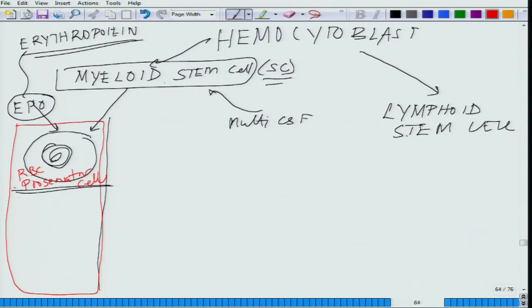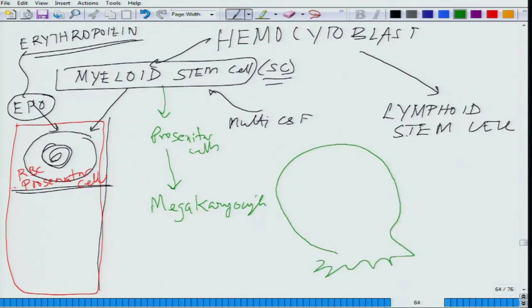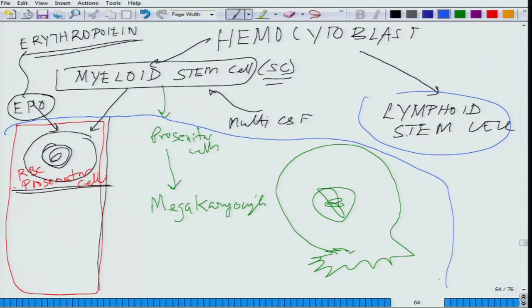And there is another series of progenitor cells from myeloid forming. I am putting them in green. These progenitor cells form something called megakaryocyte. And these megakaryocytes are huge, huge cells like this. Okay. So, before I come back to the right side, like all the lymphoid stem cells and all other things, I will just talk about these two elements first, otherwise it will become very complex. Okay. We will talk about these two elements.